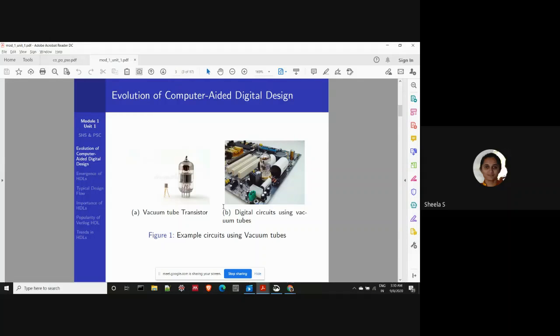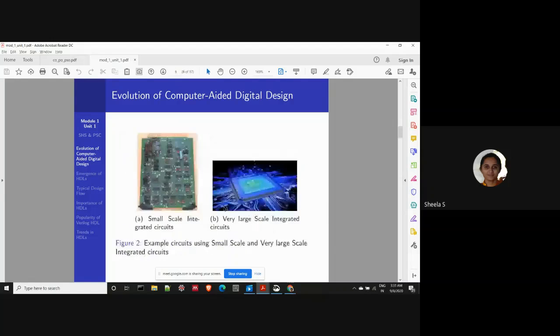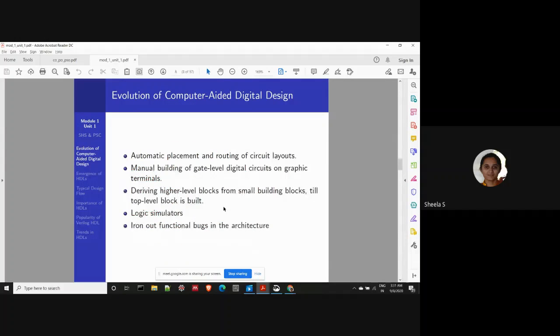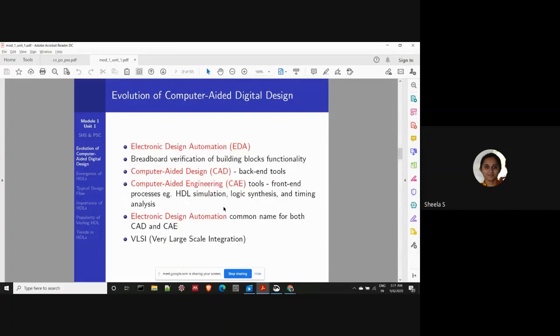In the next class, let us discuss how the wafers are considered, how an IC is grown on a wafer, and how the integrated circuit is manufactured. All the corresponding design methodologies let us consider in the next class. Okay, any doubts?